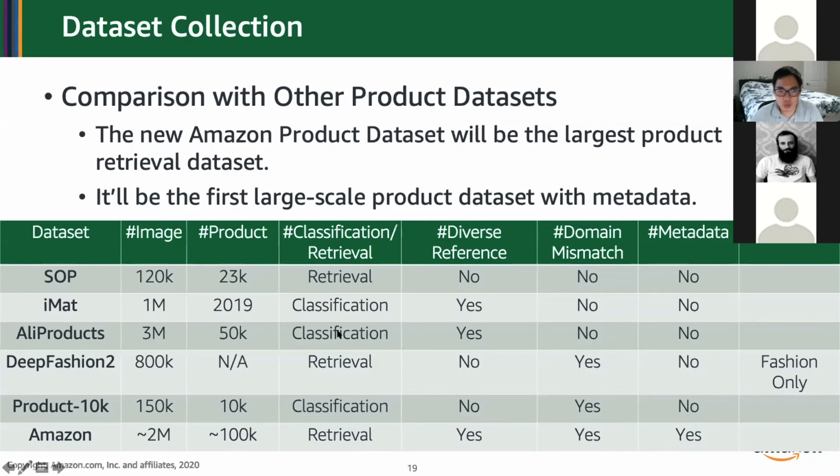We are dealing with a retrieval problem, and there are 3 data sets that deal with classification and 3 others that deal with retrieval, which we believe is more realistic. Our data set is quite close to real-case applications, which means the training data could be noisy, we have diverse references, and there is domain mismatch between the training images and the query images. And we will be the first product search data set that contains metadata. We believe this can be a very interesting multimodality research data set in the future.